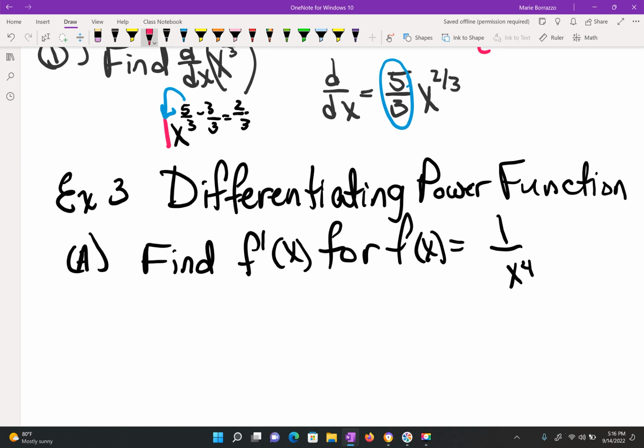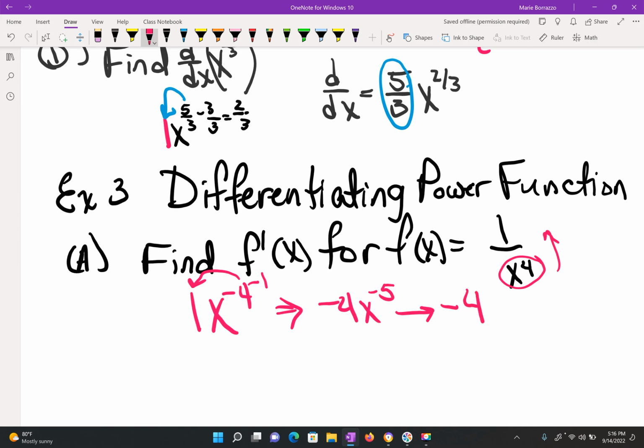Okay, so your first step should be to bring this up. So this is really x to the -4, correct? Yes. Now we're going to apply the power rule. So technically there's a 1 here. So -4 times 1, that's -4x. I'm going to take another 1 away, which is going to put me at -5. And then if I want to correct this, this is technically -4 over x to the 5th power.